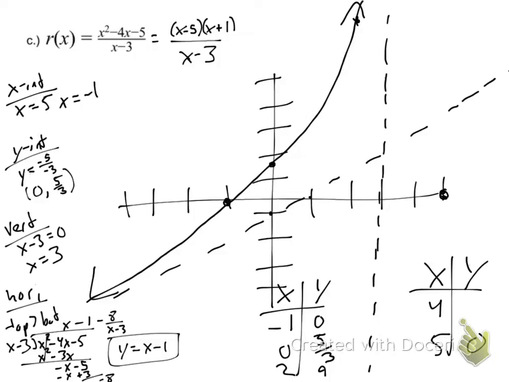Put 4 in. I like to use this one because 4 minus 5 is -1, plus 5 is -5, and over 1, so it's -5. And so -5 is down here. And there's a graph. If you guys are graphing that on Desmos, you should see something really close to that.